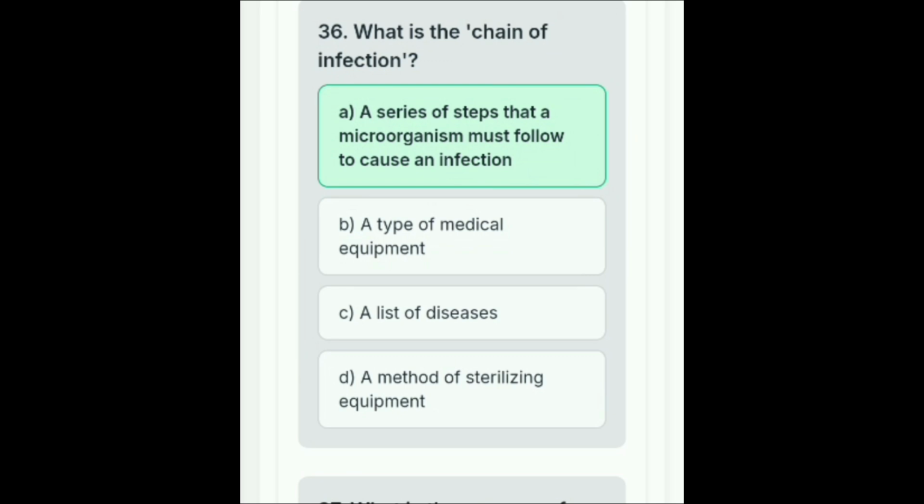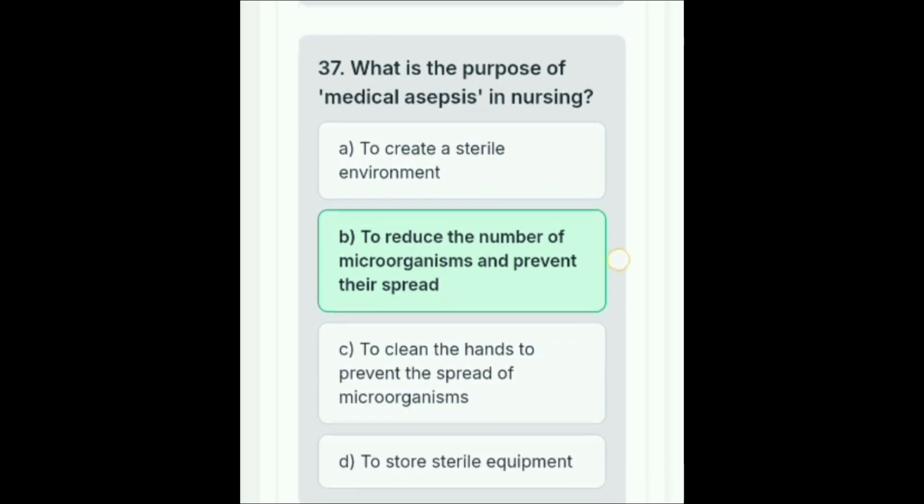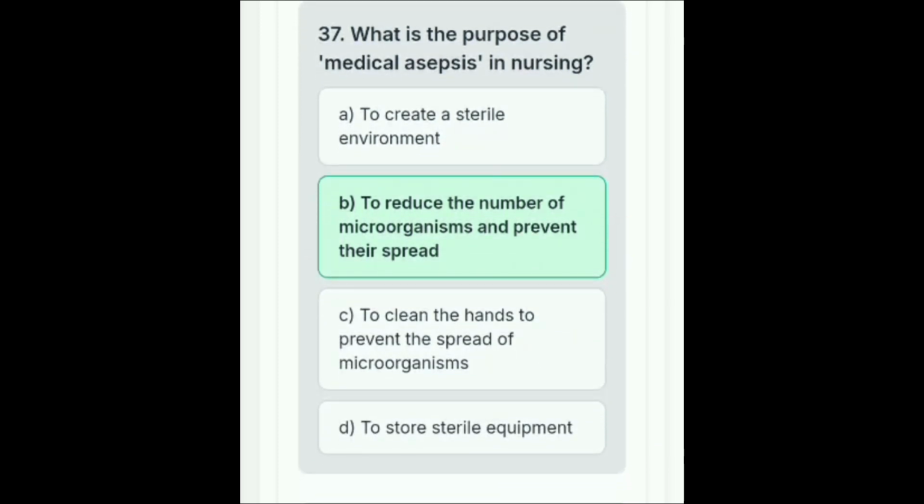What is the chain of infection? A, a series of steps that a microorganism must follow to cause an infection; B, a type of medical equipment; C, a list of diseases; D, a method of sterilizing equipment. So A is correct.